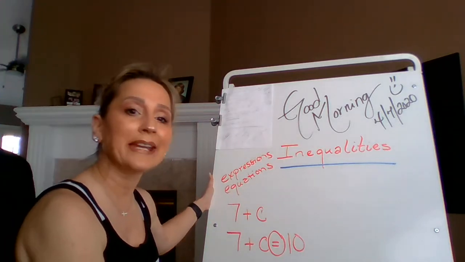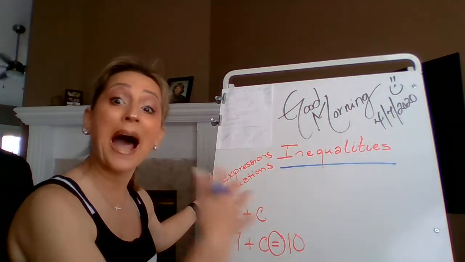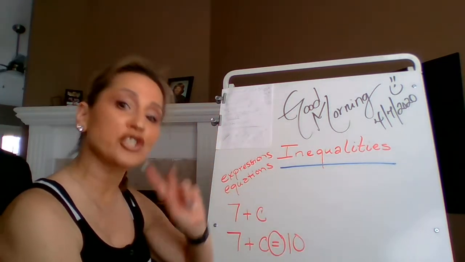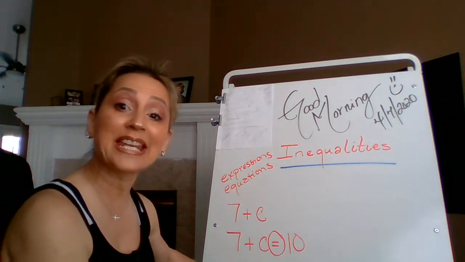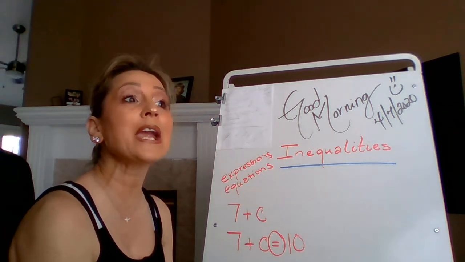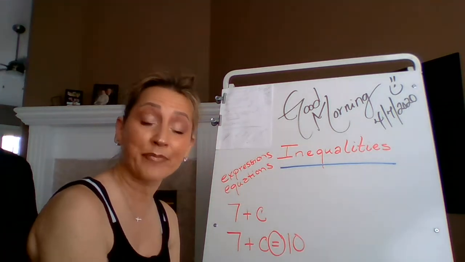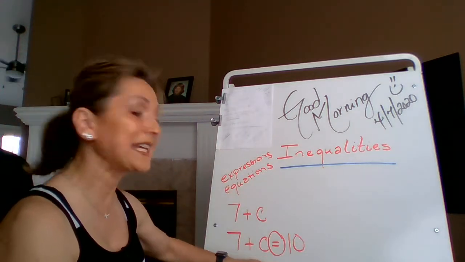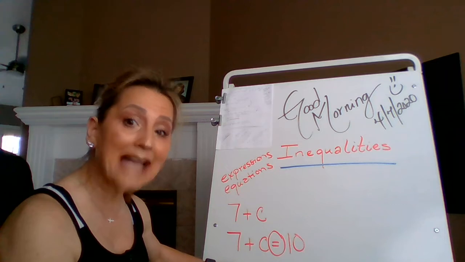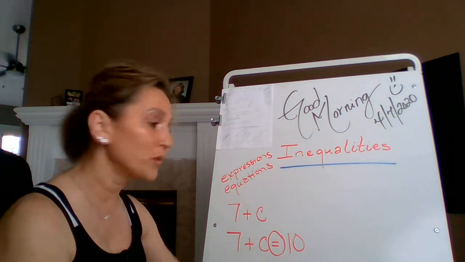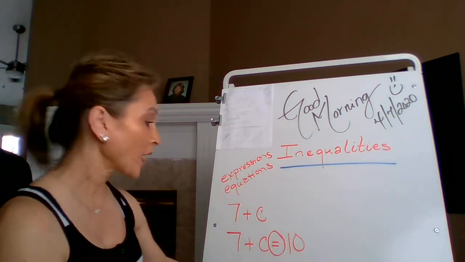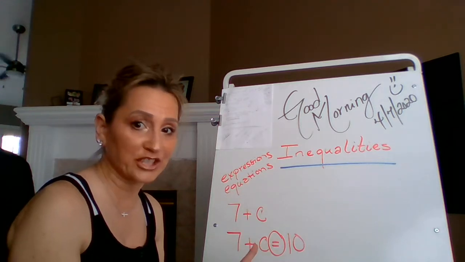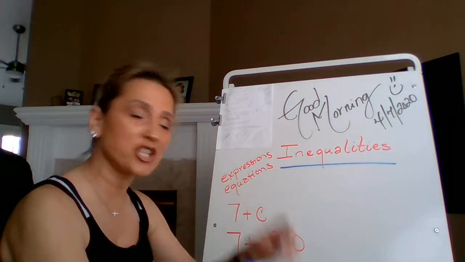So an inequality looks for possible solutions. And if we're looking for possible solutions, we can't use just the equal sign, because the equal sign means definite. There's a complete true answer. 7 plus C equals 10. C has to be a value that will give me back 10. So in this case, C has to be 3. There's nothing else that C can be for me to get 10.